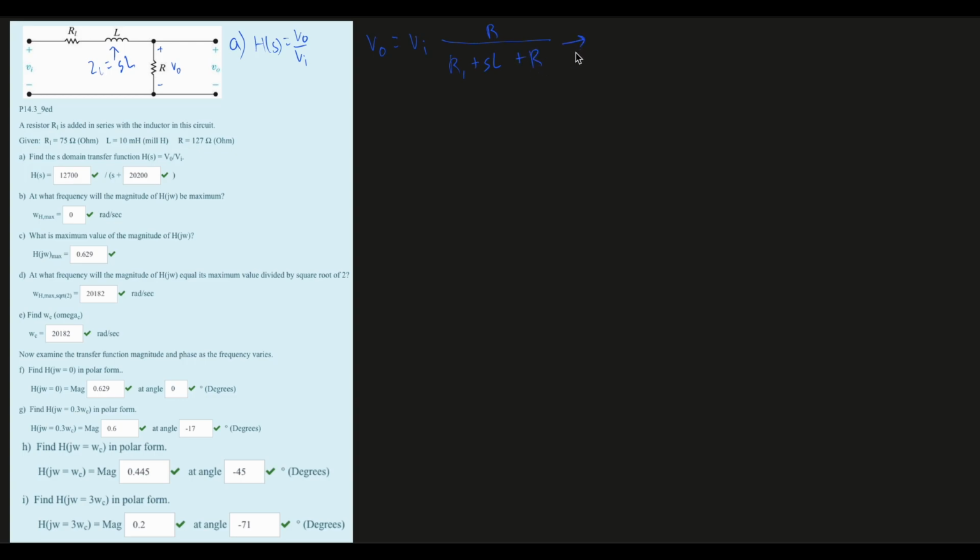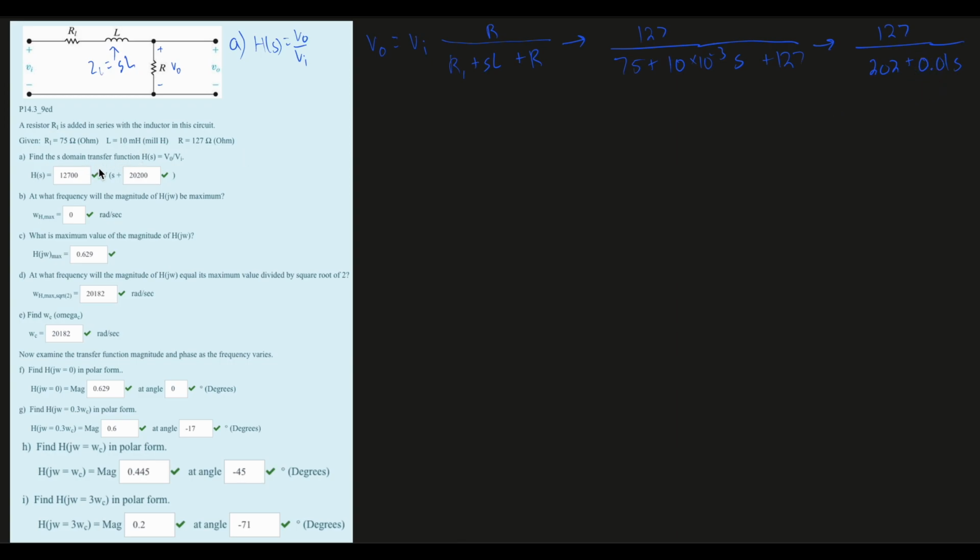Now we do have values for these that were given, so we can plug these in now. We have 127 all over R1, and R1 is 75, plus the inductor, which is 10 times 10 to the negative third times S, and then we have plus 127. So we're going to add our constants together, and we get 127 divided by 202 plus 0.01 S.